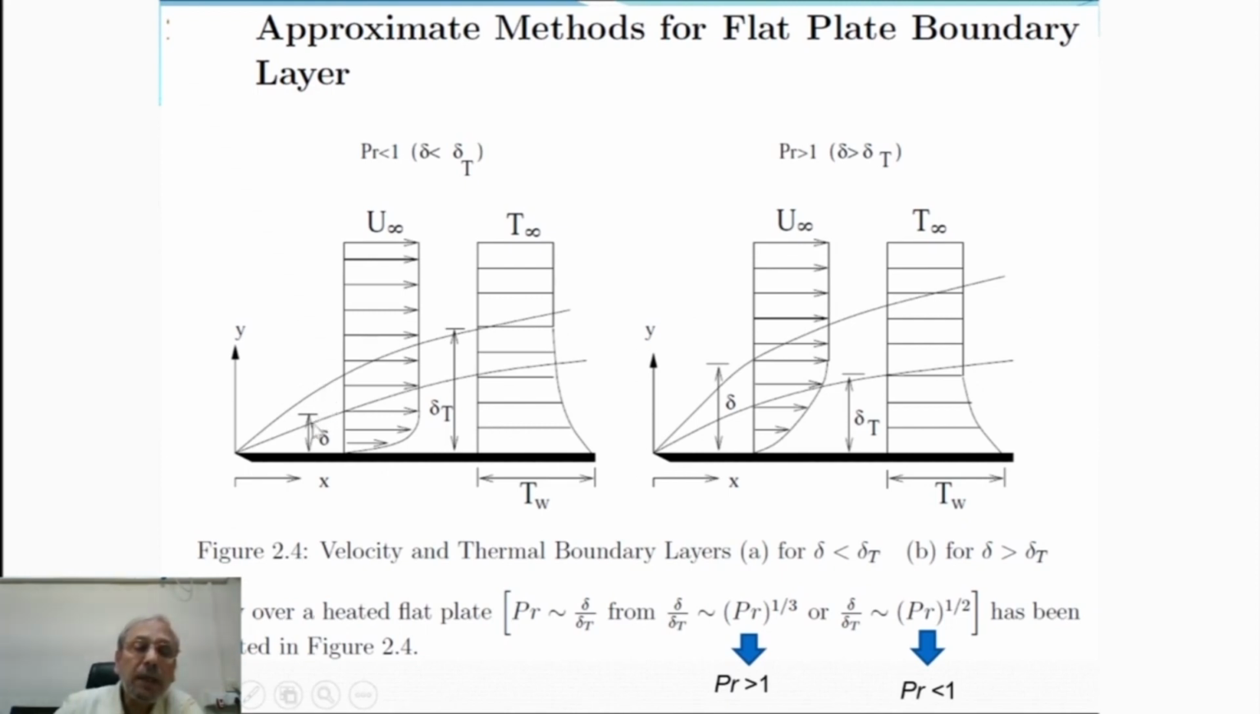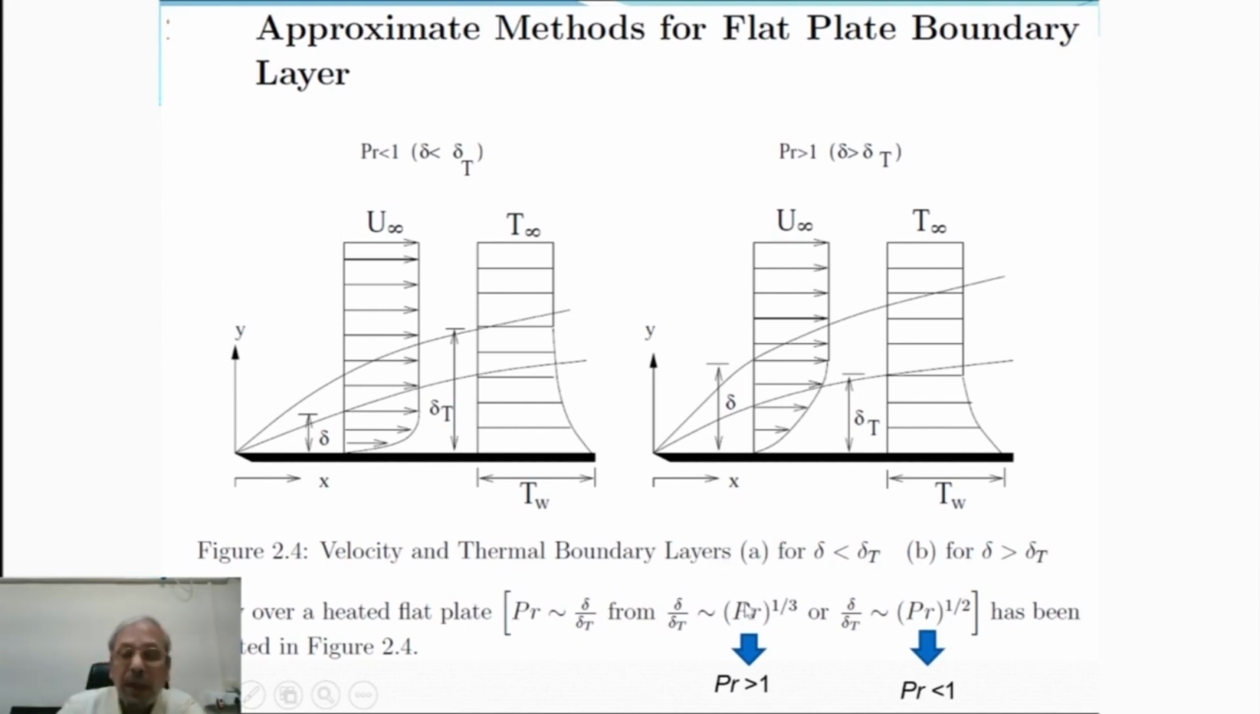the hydrodynamic boundary layer, that is the velocity boundary layer, and the temperature boundary layer, which is the thermal boundary layer, for the cases of Prandtl number less than 1 and Prandtl number greater than 1. Depending on whether Prandtl number is less than 1 or greater than 1, we know that delta and delta T are related.